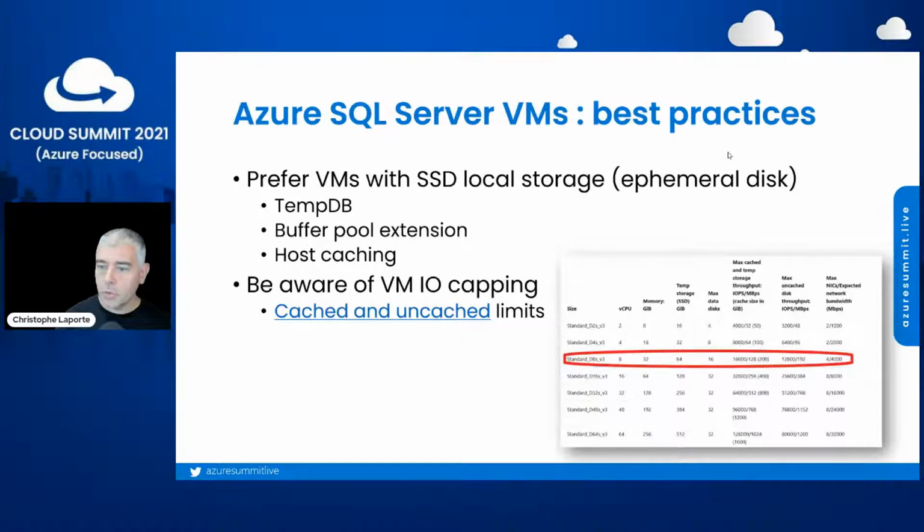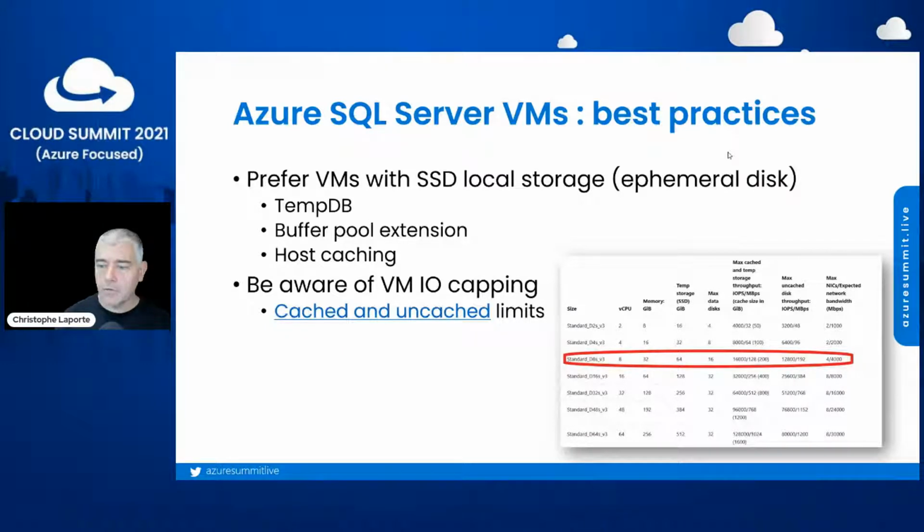The cached one is very specific because it's related to the local drive, the local storage, the ephemeral disk you have inside your VM. And the uncached limitation is related to all other volumes attached to your VM. So if you want to get the best performance, you have to deal with these two kinds of limitations: the first one on the uncached and the other one on the cache.